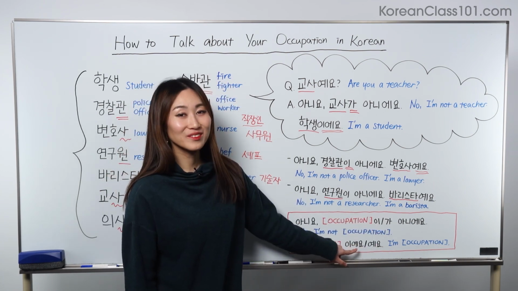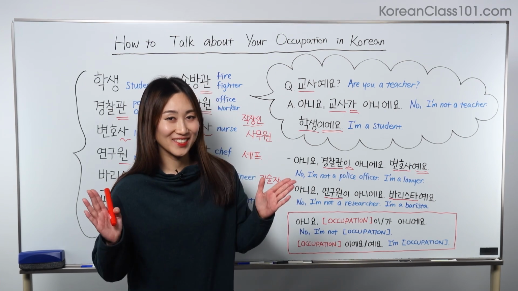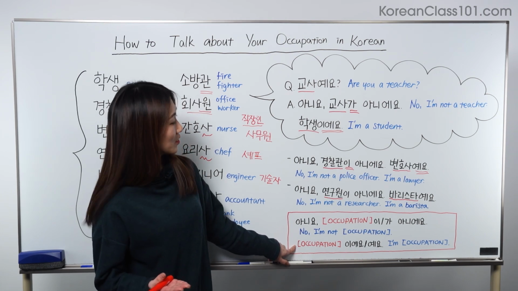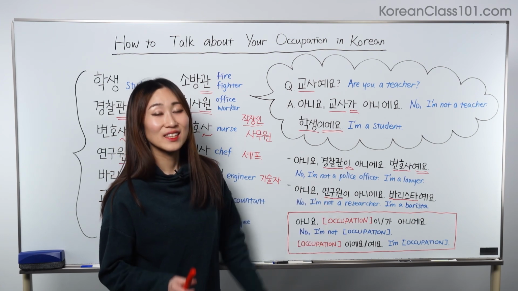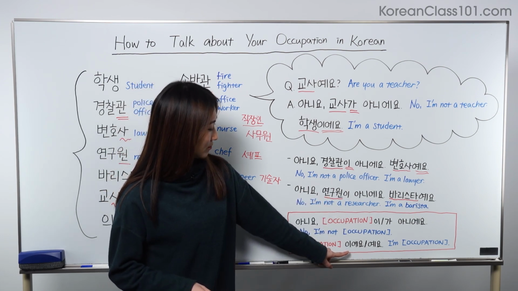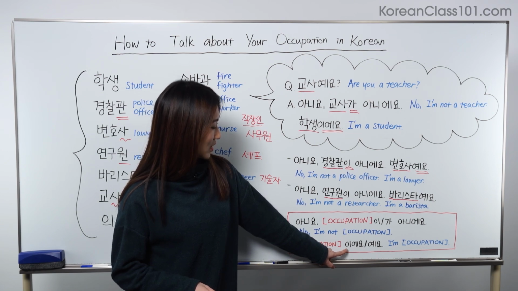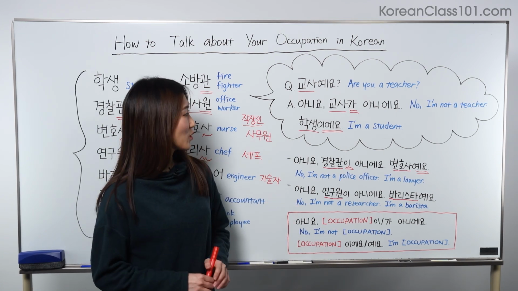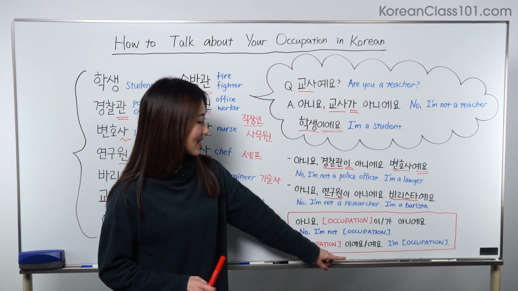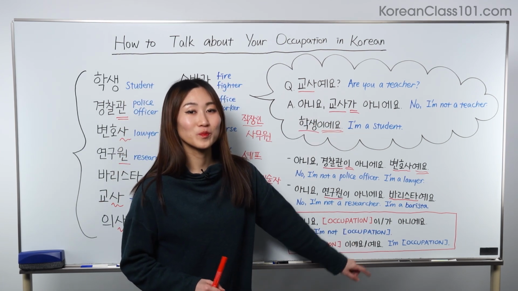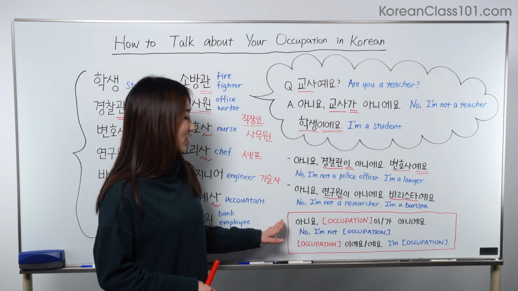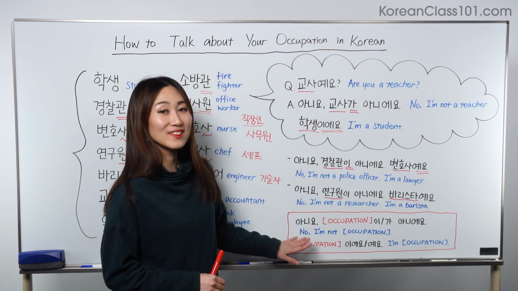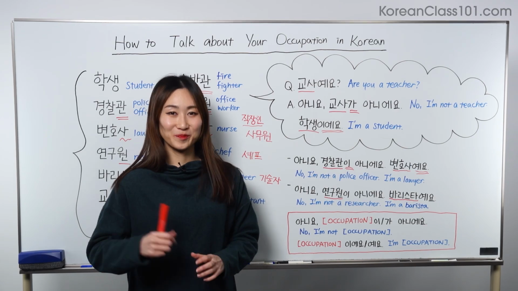Occupation 예요. I'm occupation. So see the name of the occupation. Does it end with a consonant? Like this, 연구원, then you use 이에요. Does the name of the occupation end with a vowel? For example, like 교사, then you will use 예요. 아니요, occupation, 이 or 가, 아니에요. Occupation, 이에요 or 예요.